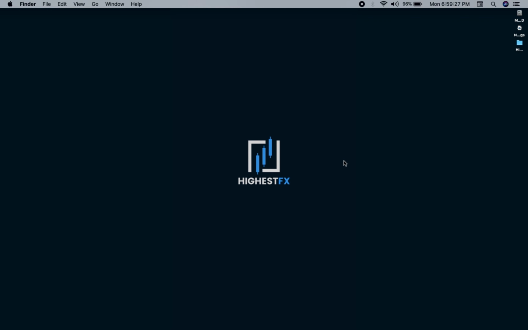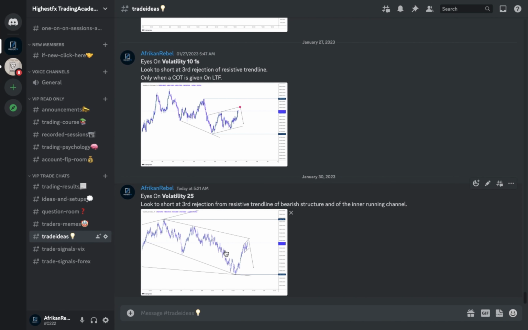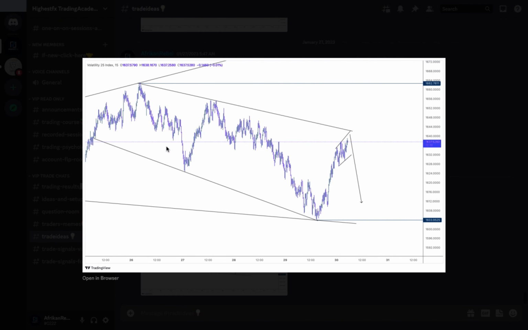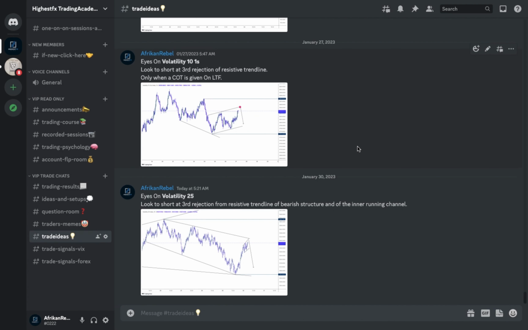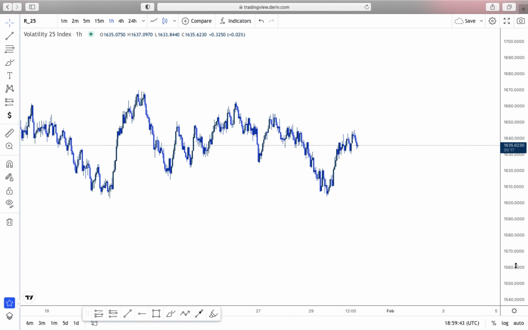So let's get started. So this is volatility 25 hours, and then today we had a trade. And if you're in the community, you see we dropped the idea for you guys as well, so you can also join the sell, right? So we had this sell today, and it was 1:25 trade, which was very nice.